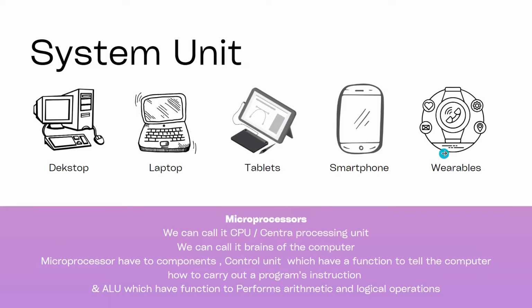And the system units of all devices have a microprocessor. We know a desktop, laptop, tablet, smartphone, and wearable devices have a microprocessor. We can call it the CPU, or central processing unit, and we can call it the brains of the computer. The microprocessor has two components.